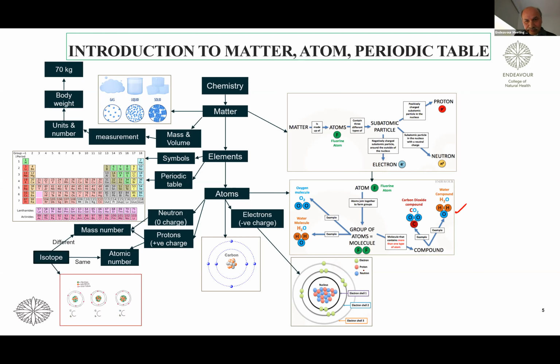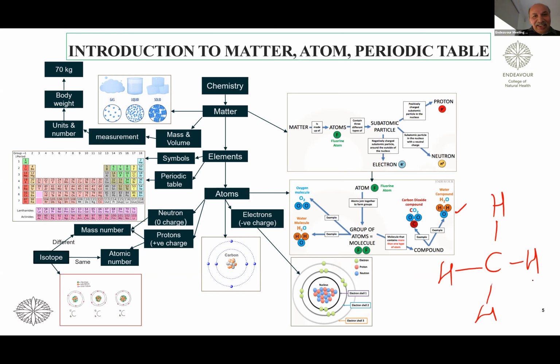Okay, carbon, again 2 electrons in shell number 1, 4 electrons in shell number 2 there. So it is in group 4. It needs 4 electrons to get 8 electrons, or it can share 4 electrons with other non-metals, like for example, with hydrogen. So that's your next lecture actually.